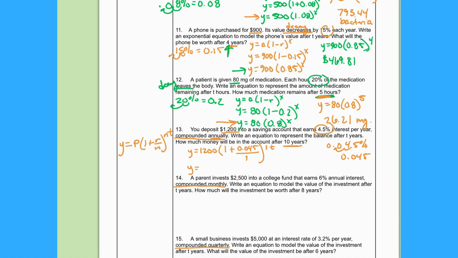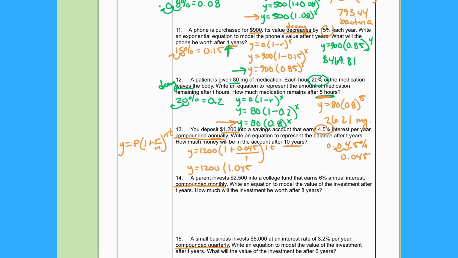So y equals 1,200. And then we can just put this in our calculator. But if you do that, you need to put parentheses around this 0.045 over 1, or use your fraction button. Otherwise, it's going to add the 1 first before it divides. So be careful how you put this in your calculator. You should get 1.045.